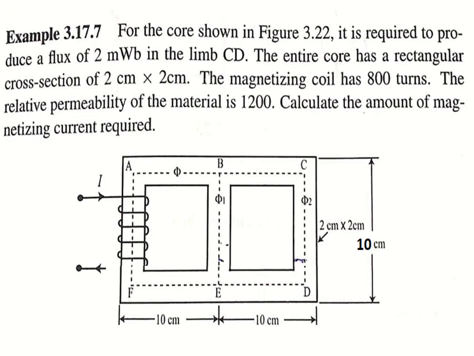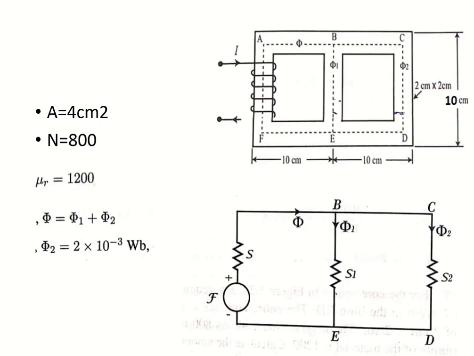So what are the given parameters? First is flux, that is phi 2, which is given as 2 milliweber. Area is given. Number of turns is given, permeability is given. Since there is no air gap, only one permeability. So these are the given parameters. Area 4 cm square, number of turns 800, permeability 1200, and flux phi equal to phi 1 plus phi 2, where phi 2 is given as 2 into 10 raised to minus 3.